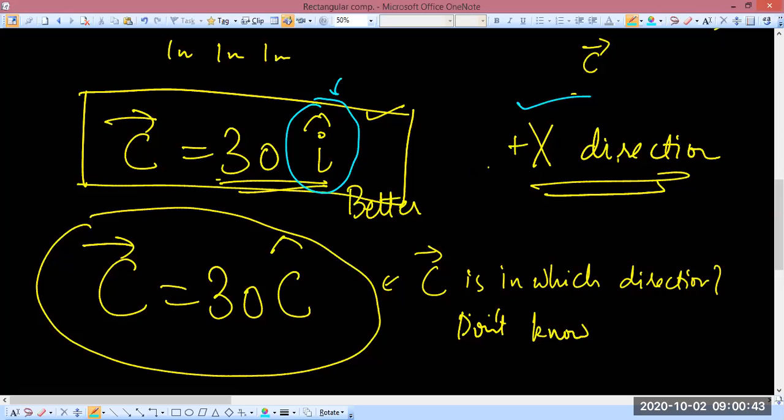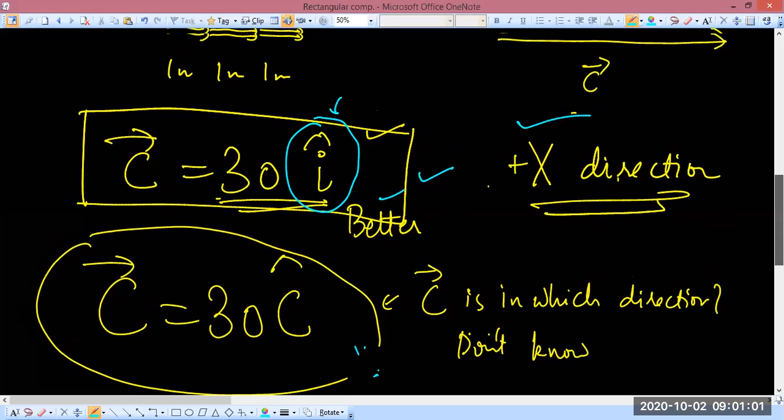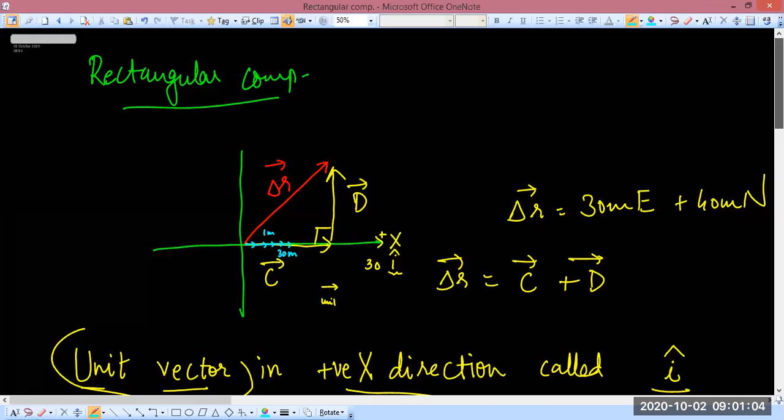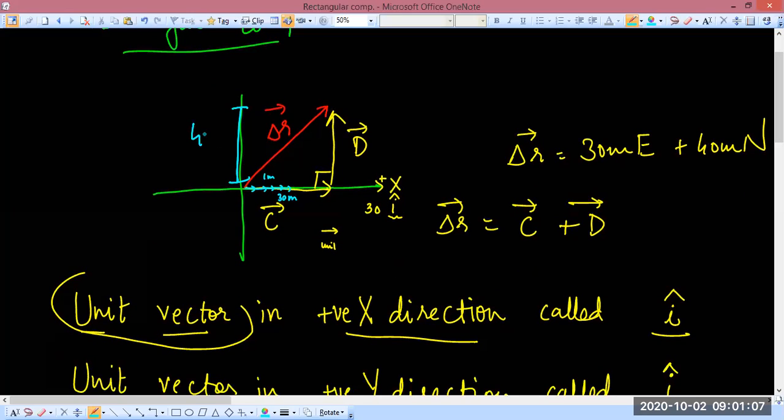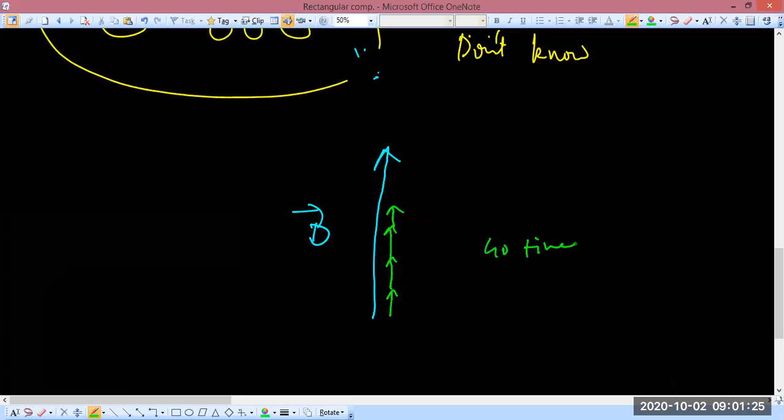Joy and Sahil, I really hope you understood why we should write it like this. This is correct, this is okay, no problem, but that's better. Now, just like that, let's do it for D. Let's do it for the D vector and then we'll wind it up. Have a look at the D vector. The D vector has a length of 40 meters, correct? So for making that D vector, I will have to draw 40 unit vectors.